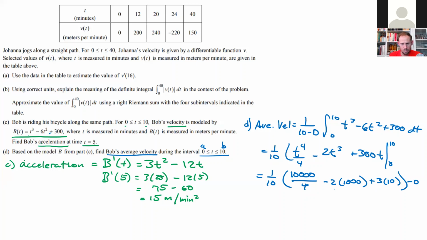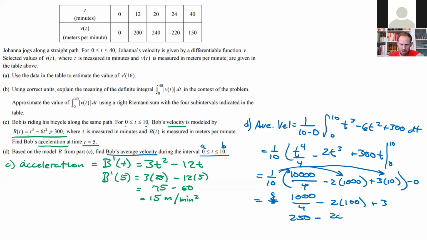We could leave it at that if we wanted to, or you could keep working this out. We could bring the 1/10 in, actually. That might be the easier thing to do. So here we're going to get 1,000 over 4 minus 2 times 100 plus 3, so this is 250 minus 200 plus 3. So 50 plus 3 is 53. And do we have some units there? Average velocity, so this was meters per minute.